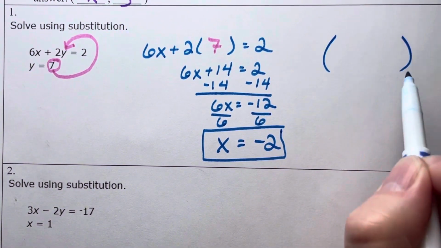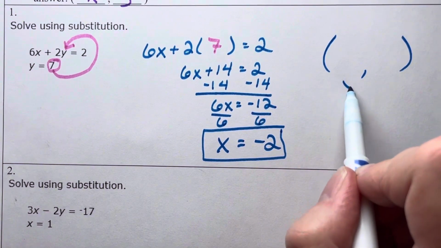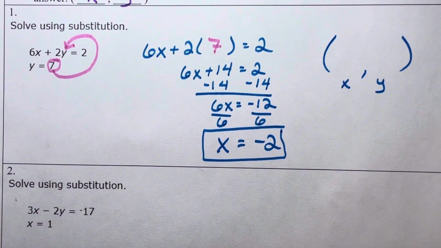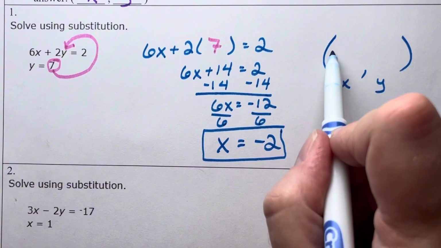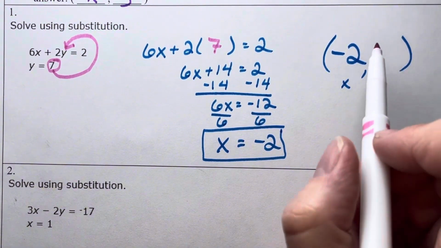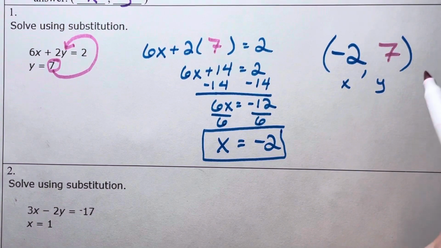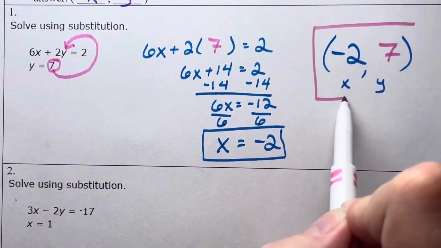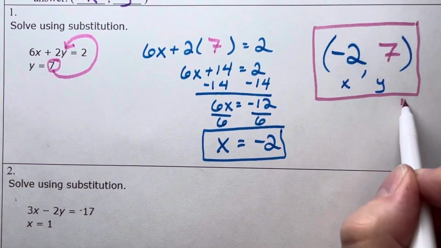And our final answer is going to always be in XY format. Our x was -2, and we were given the y value of 7. And there you go.